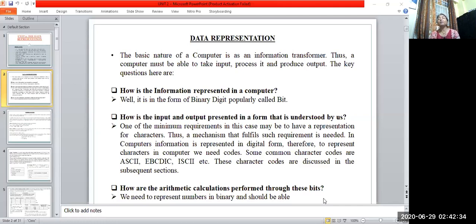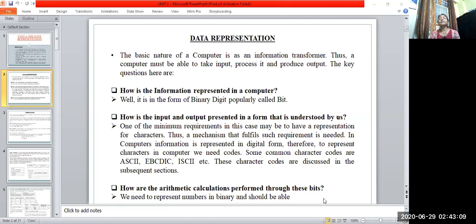A computer is capable of taking input, processing it, and after processing it produces the output. Now the question arises: how is the information represented in a computer? As we all know, a computer is a digital electronic circuit, and digital electronic circuits process only digital signals.